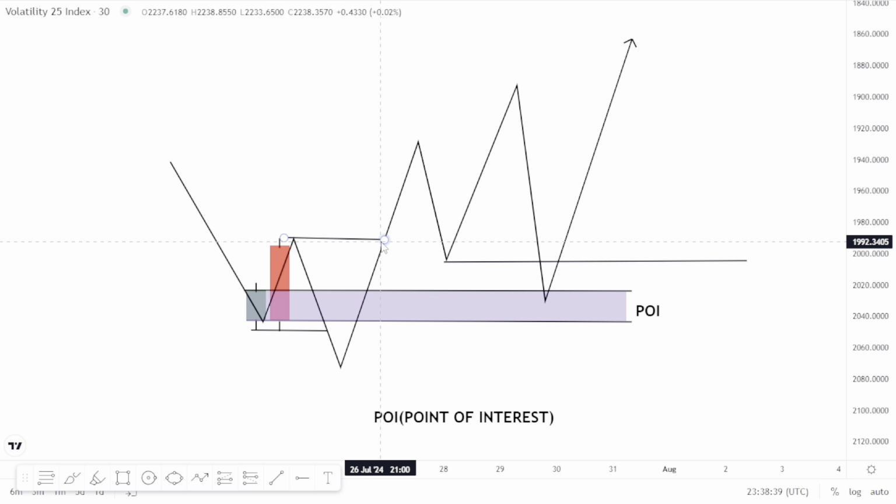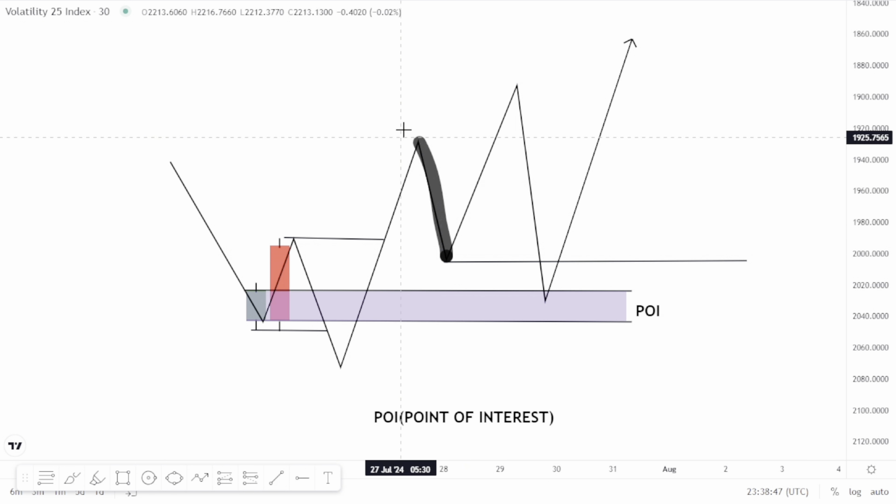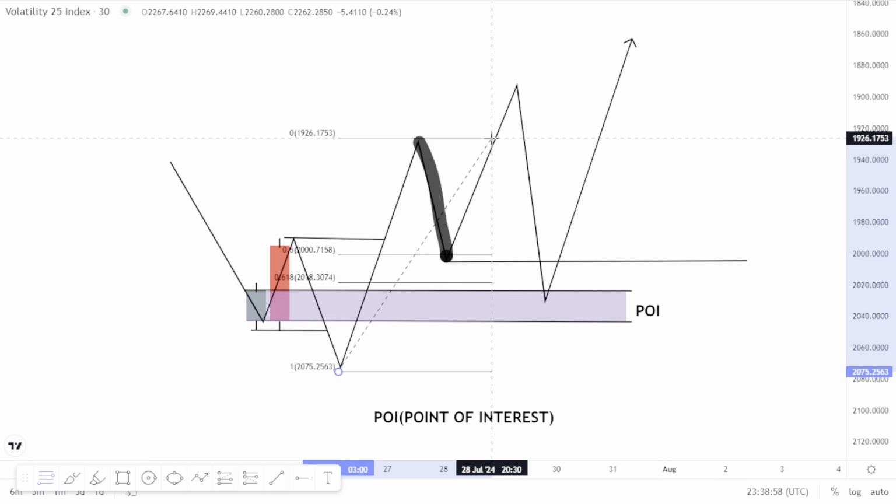The next thing you wait for is a pullback. That pullback should be at least 50%. This move here is the pullback. The reason for that pullback is to provide liquidity. The pullback should be at least 50% of your fib.